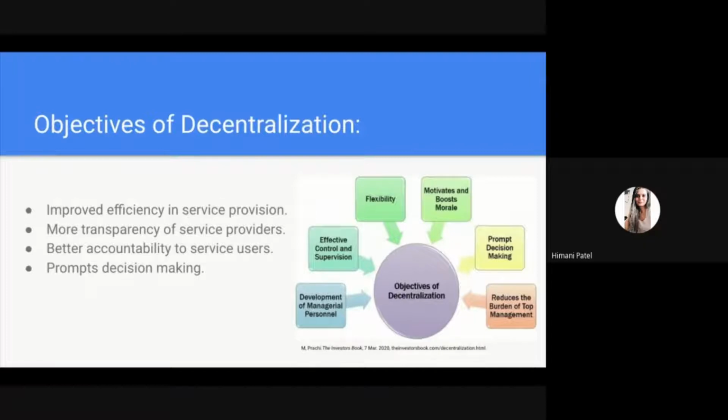Decentralization has different objectives such as effective control and supervision, development of managerial personnel, reducing the communication work and filling the gap in communication if any, taking quick and appropriate decisions at the level where it is really required with a view of exploiting an available opportunity, reducing the burden of top management, prompt decision making, flexibility, and it motivates and boosts morale.